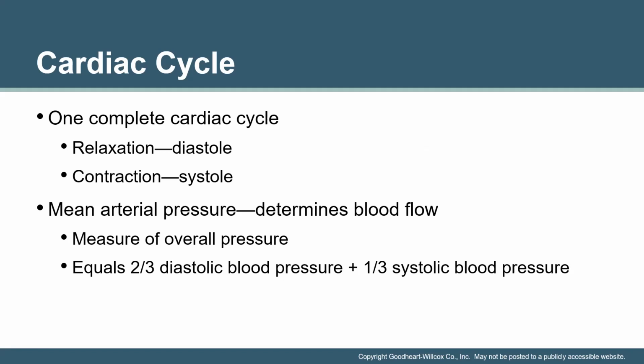One cardiac cycle will last approximately 0.81 seconds. In general, approximately 2/3 of the cardiac cycle is spent in diastole and 1/3 is spent in systole. So by knowing this, we can look at some other measures, one being the mean arterial pressure. This will determine blood flow. It measures the overall pressure, and it is equal to 2/3 of the diastolic pressure plus 1/3 of the systolic pressure, which is what we just said.